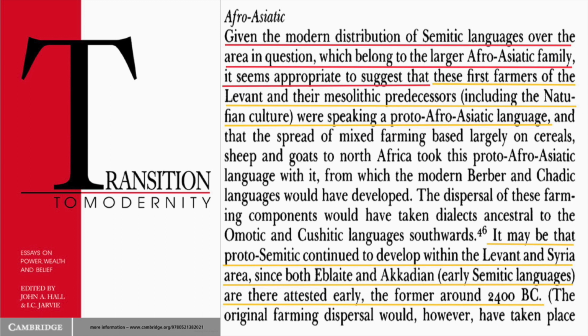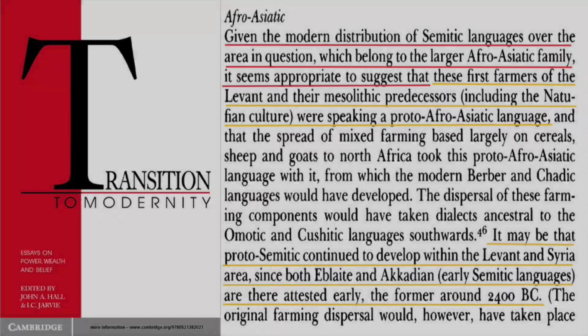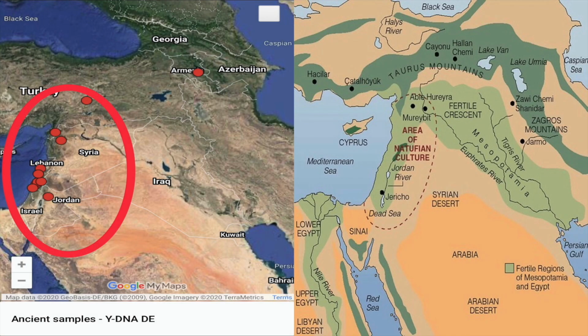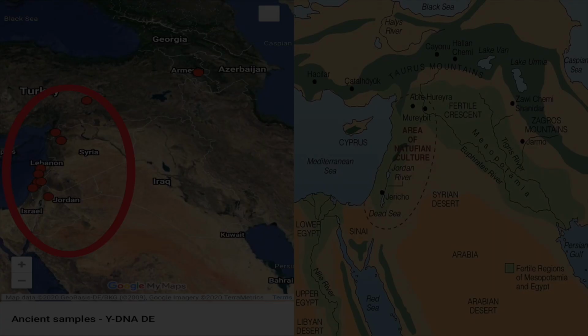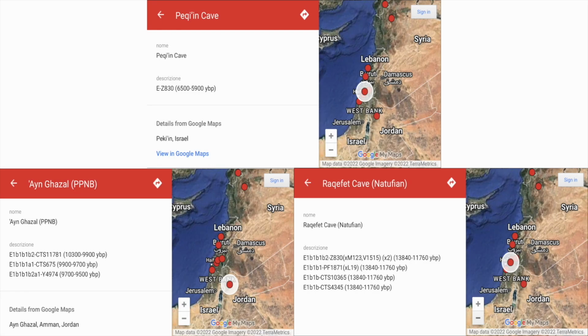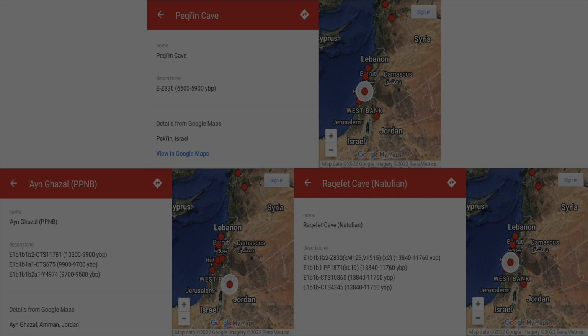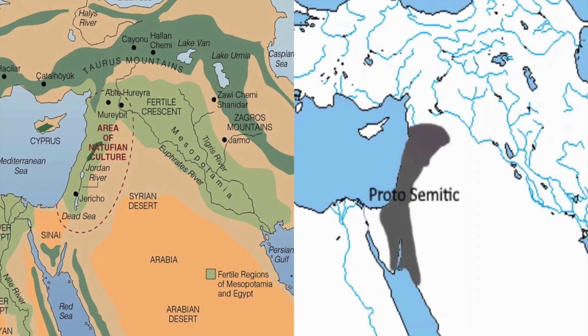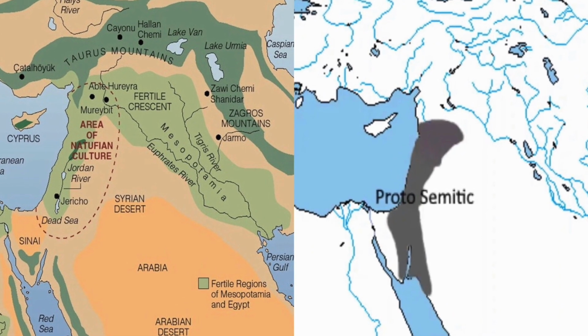It may be that Proto-Semitic continued to develop within the Levant and Syria area, since both Eblaite and Akkadian, early Semitic languages, are there attested early, the former around 2400 BC." So we find the ancestral haplogroup of E-M123, which is E-Z830, among the Natufian remains. Furthermore, E-M123 has a Levantine origin, which is important considering that the Levant is the origin and homeland of Proto-Semites.